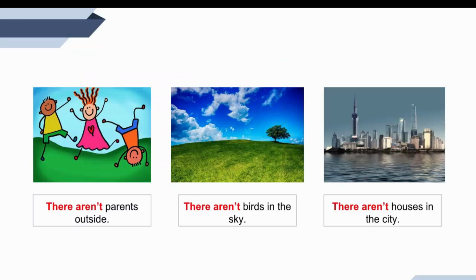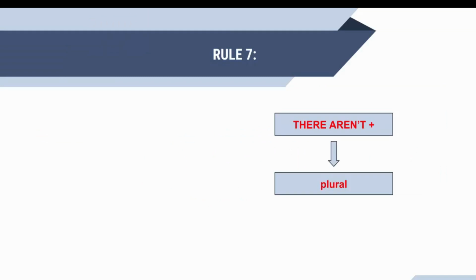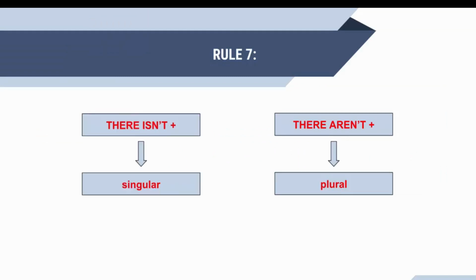There aren't parents outside. Same logic. There aren't birds in the sky. There aren't houses in the city. There aren't is the negative form of there are, and it is used with plural nouns. The rule? There aren't plus plural. Good.